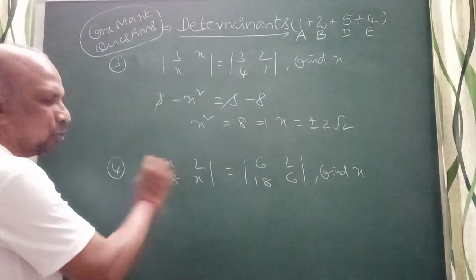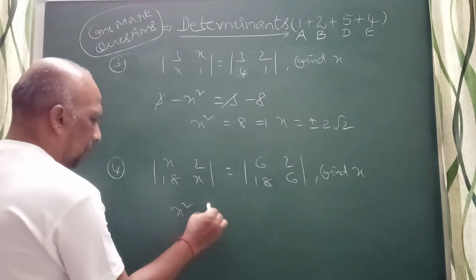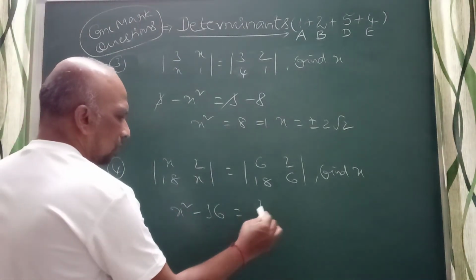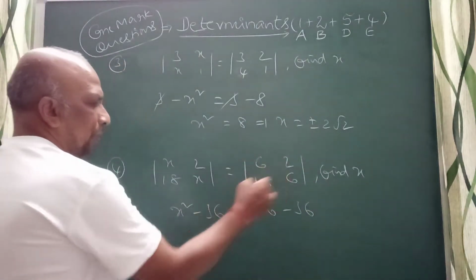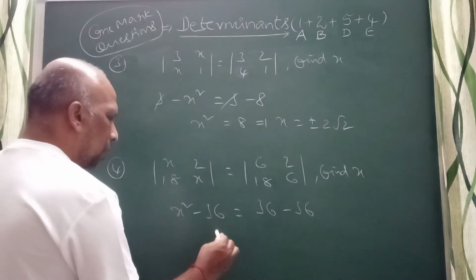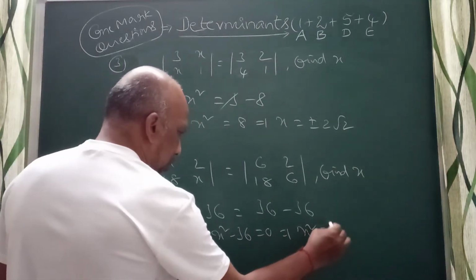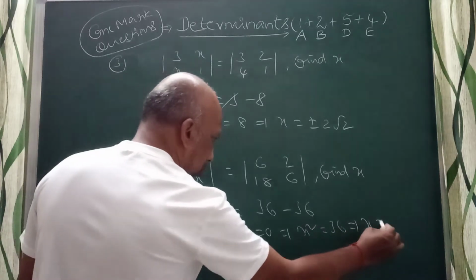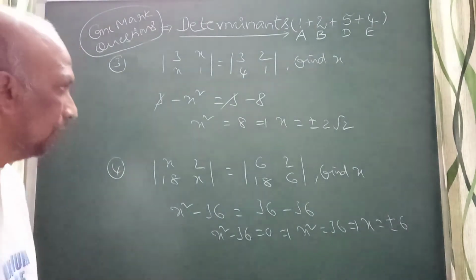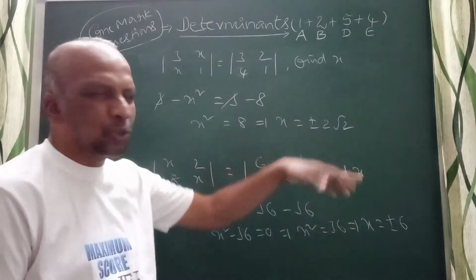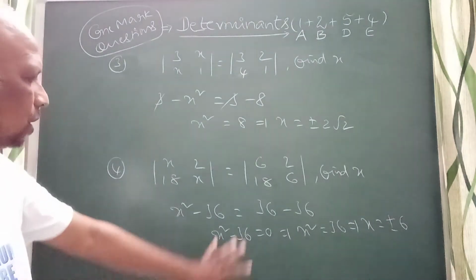Now, coming to this one, same thing. x square minus 36 equal to 36 minus 36. Correct. Now, AD minus BC, so it will come here: x square minus 36 equal to 0. x square equal to 36, which implies x equal to plus or minus 6. Either you take plus 6 or minus 6. Here x equal to plus or minus 2 root 2, so plus 2 root 2 or minus 2 root 2 we should consider. So these are the answers here.